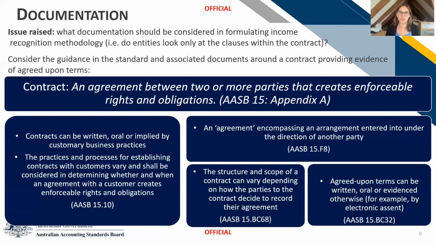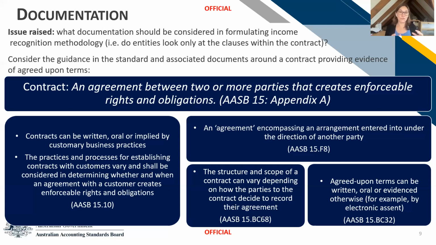But what I wanted to do is show you where in the standard the guidance is around this. So you can see we've got references to appendices, we've got references to Appendix A, we've got reference to Appendix F. We've also got in the bottom two boxes references to BC. They are the basis for conclusions. So basis for conclusions is where the board has written down effectively why they made certain decisions, why they put certain things within a standard.